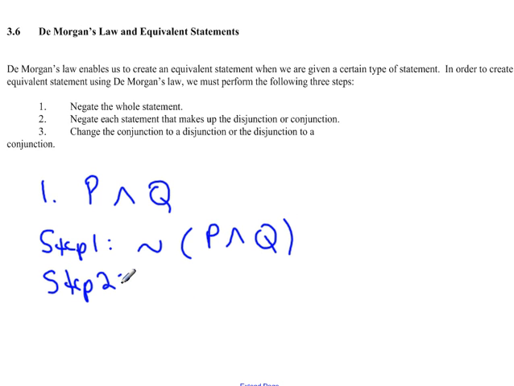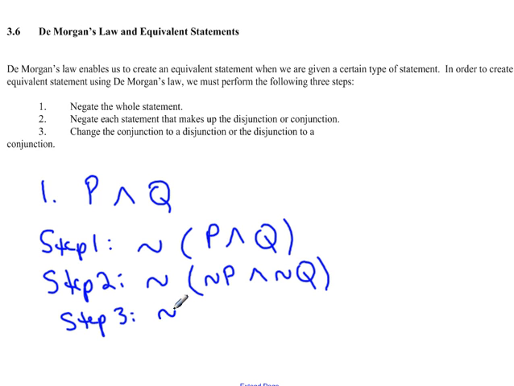Step two, negate each statement that makes up the disjunction or conjunction. So leave my negation parentheses. That was just P, so I'm going to make that not P. Leave that alone. And that is just Q, so I'm going to make that not Q. So we have negated each statement that makes up the conjunction or disjunction. Step three, change it from a conjunction to a disjunction or from a disjunction to a conjunction. So everything else remains the same, and you just flip that over and make it a disjunction. Step three is your final answer.